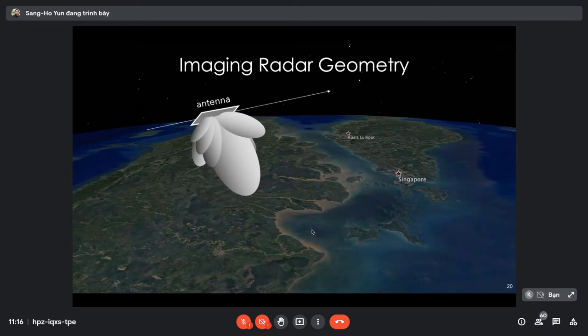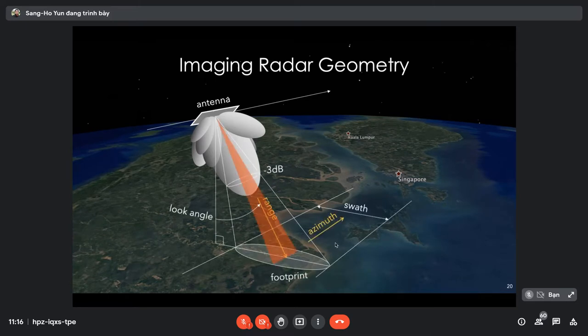If you look at the three-dimensional view of the radiation pattern, it would look like this. I have a main lobe as well as side lobes, right? Because of diffraction, you have that. And then some radar jargon: when the satellite is flying this way, we call this the range direction, and the orthogonal direction on the ground is called the azimuth direction. We call this the swath width, and this is the footprint of the radiation. And this is the look angle. We define the 3 dB drop as the beam width.